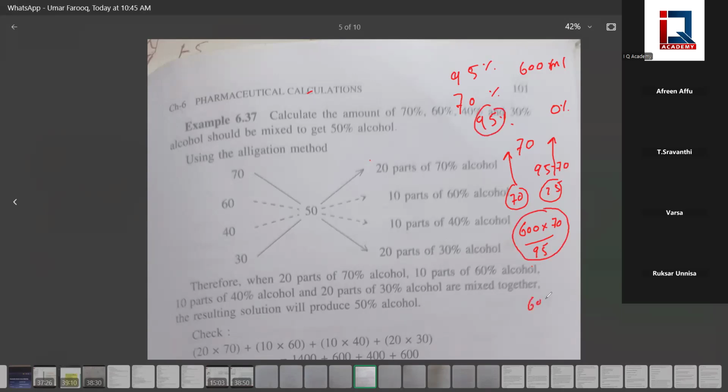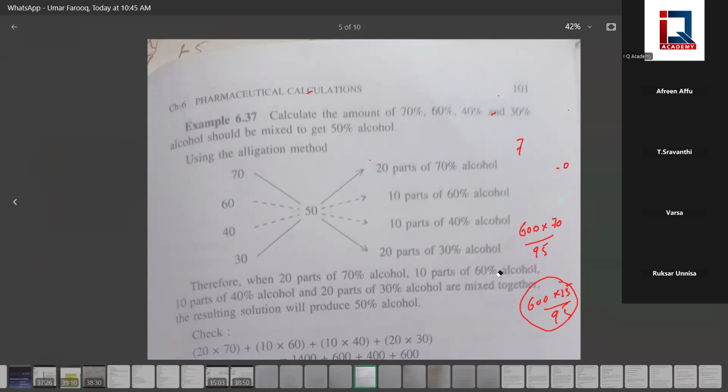Then you have done 600 into 25 by 95 to get water to be taken. Now the question changed. Now more number of alcohols are given. Now you can see given concentrations are 70% alcohol, 60% alcohol, 40% alcohol, 30% alcohol. They're asking you to mix all this together to get 50% of alcohol.